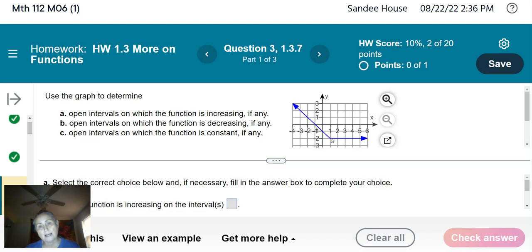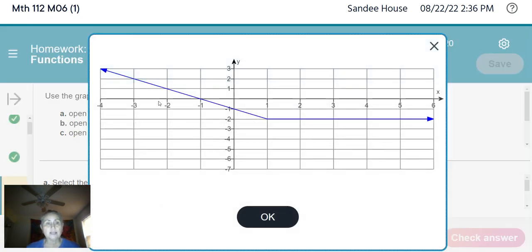We don't look at the y's, we look at the x's. That arrow means it's going forever, so negative infinity to 1, it's falling. And this time we do have constant because look, it's flat on the right-hand side. So we've got decreasing on this end all the way down to x is 1, from negative infinity to 1. And then we have constant from 1 to infinity.